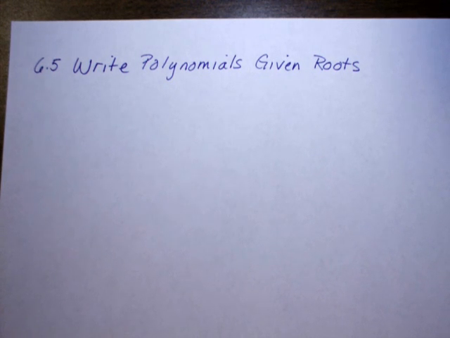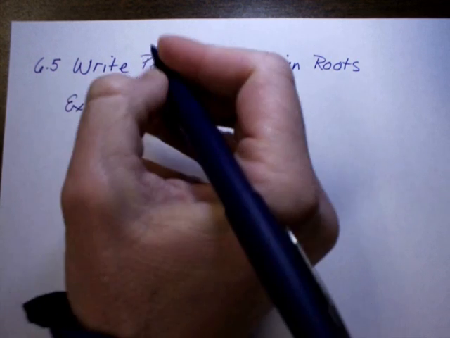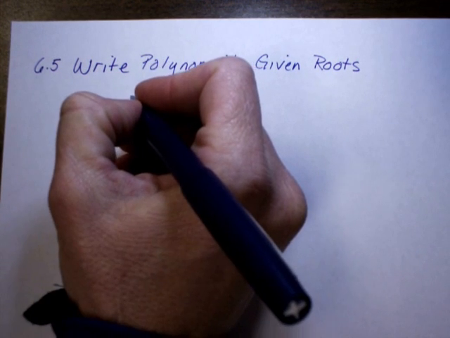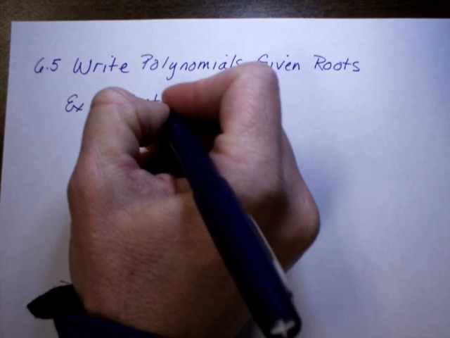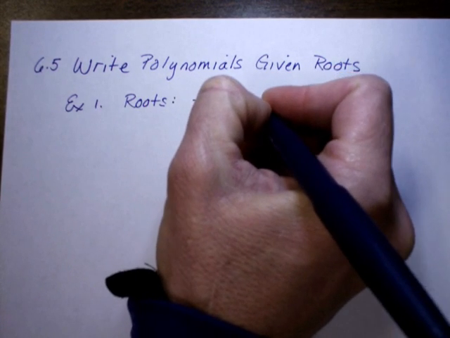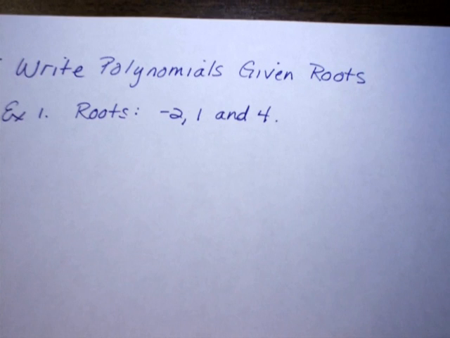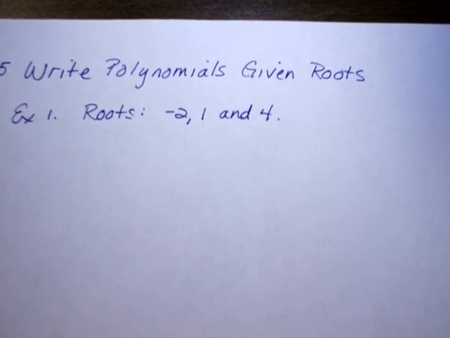So we're going to dive right in with one example. This is example number 1. And you are given the roots of -2, 1, and 4. So we have 3 roots. We know then that we should end up with an x cubed, or a cubic polynomial as a result.